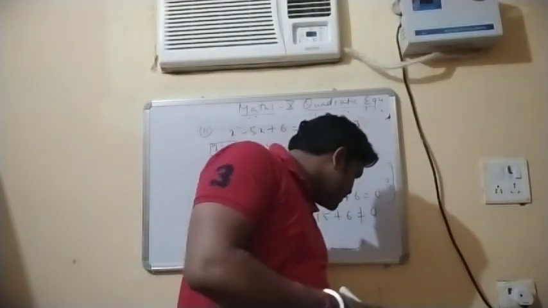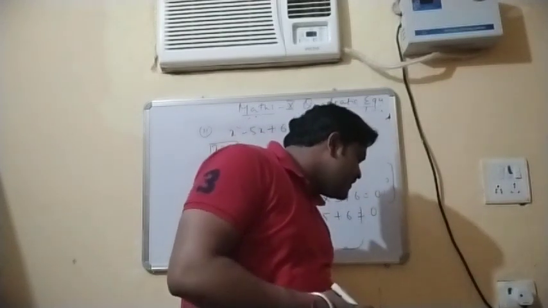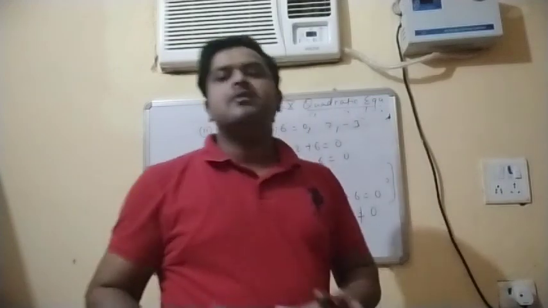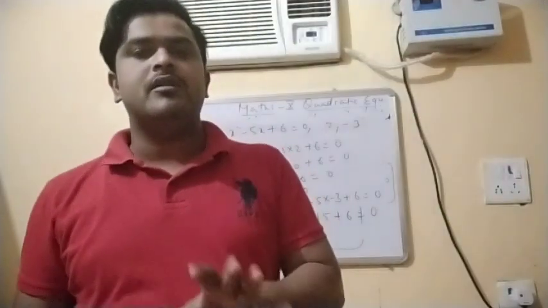Now talking about question number 3. In each of the following, determine whether the given numbers are the solution of the equations or not. In question number 3 also, students, all the roots are already given. Solution and root both are the same. In question number 3, you have to do the same thing that you have done in question number 2.